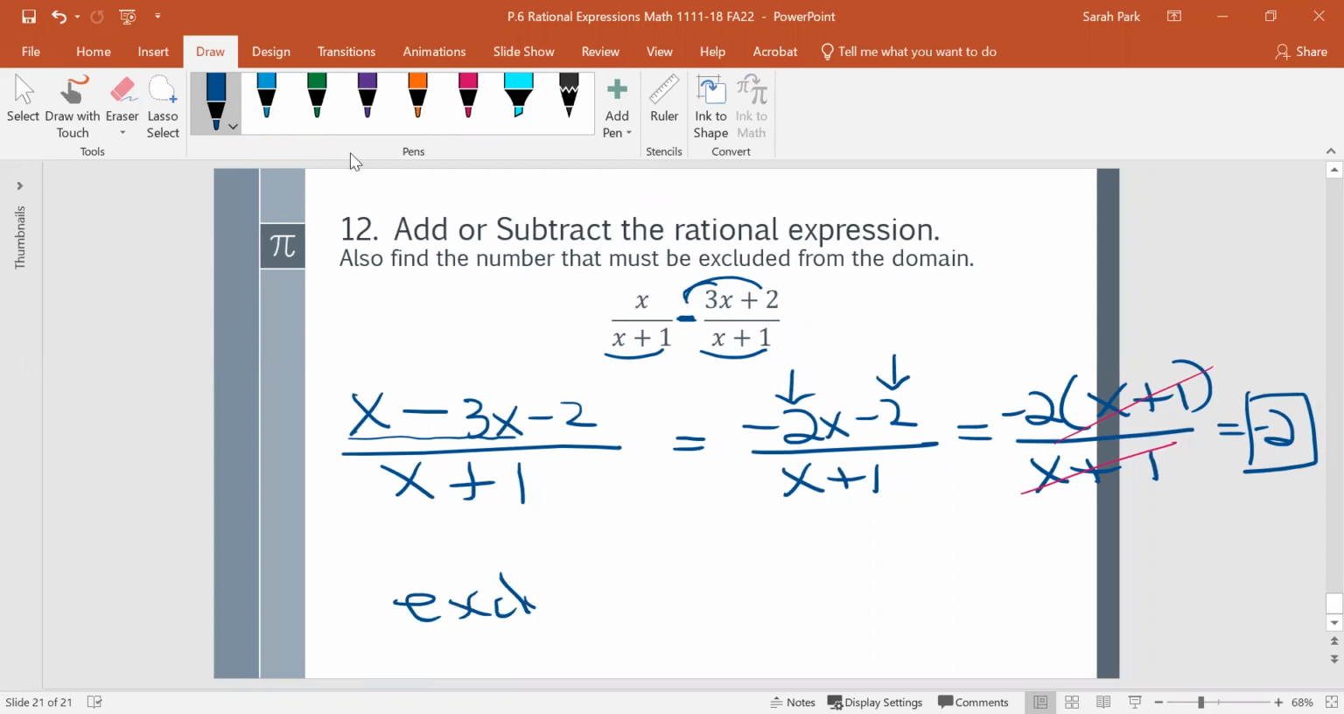Remember to find the numbers to exclude. So it looks like we only need to worry about what makes x plus 1 equal 0. So we're going to exclude negative 1 because negative 1 will make x plus 1 equal 0.